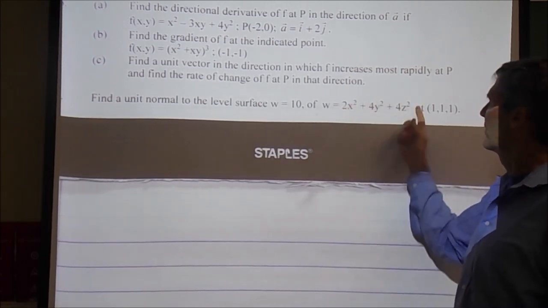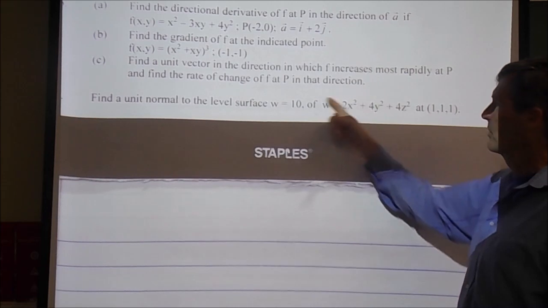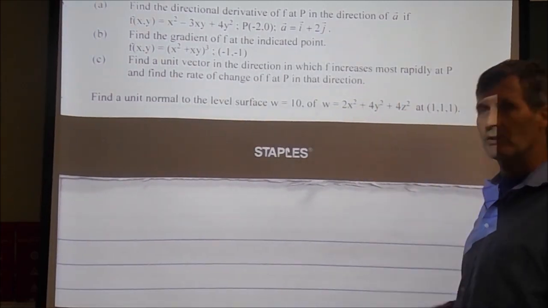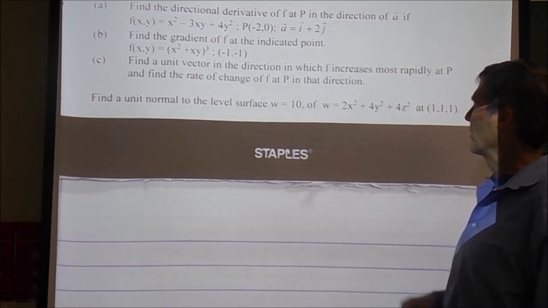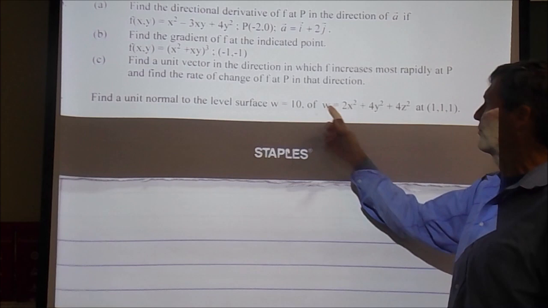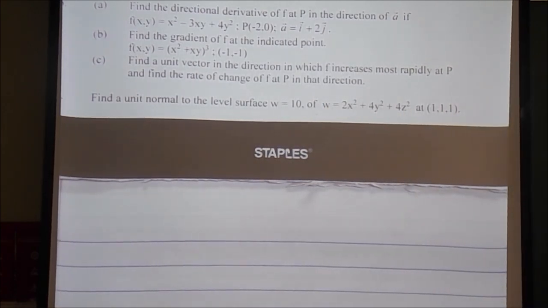What is this here if you think about it, a level surface? 10 equals this. You can divide through by 10 to put it in standard form and recognize this is an ellipsoid. So I'm finding the normal vector to the ellipsoid. All this stuff equals 10. That's a level surface of this 4-dimensional object here, w written as a function of x, y, and z.